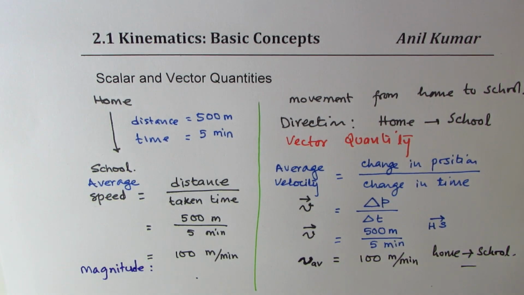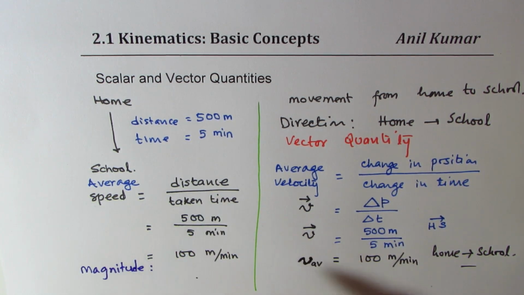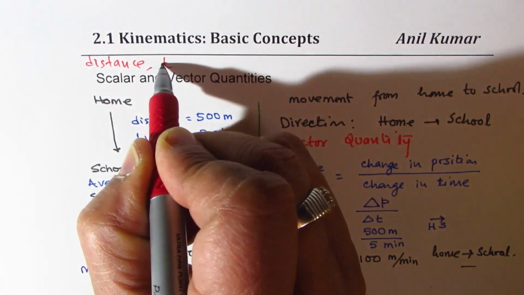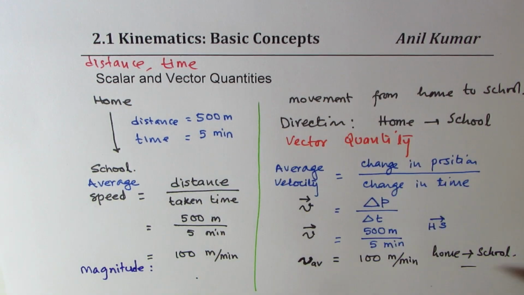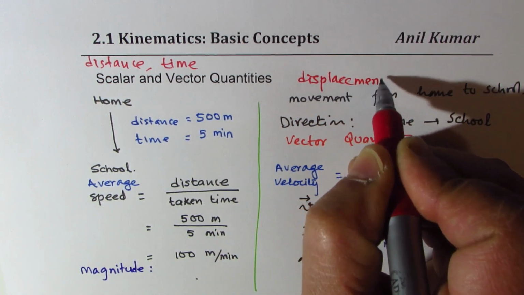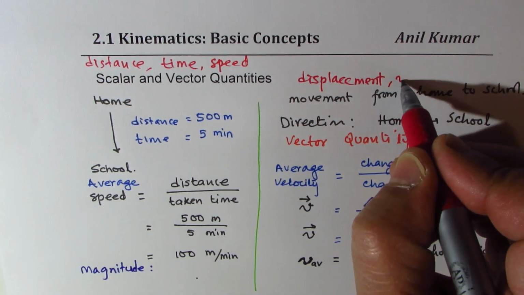So with that, you get an idea of how scalar and vector quantities are related, how they should be written, and which quantities are scalar, which are vector, right? Now the question for you is, we had talked about distance and time. Both these quantities are scalar, right? So scalar quantities for us will be distance and time. As far as the vector quantities are concerned, in our case, change in position is called displacement. And also speed, right? Speed is scalar. Now displacement and velocity.